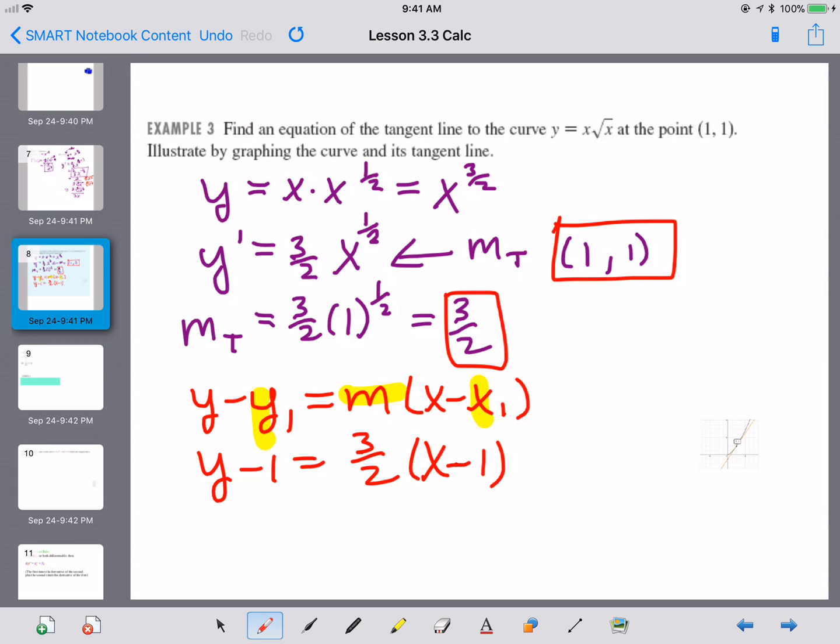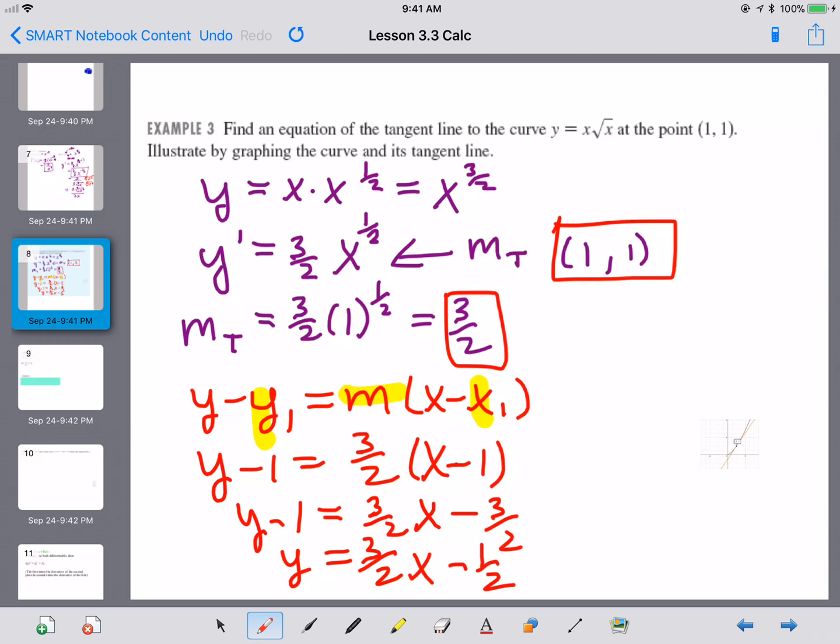Many times, again, the back of your textbook, multiple choices on like an AP test or a final exam, may not put it in that form. So you should know how to put it into like y equals mx plus b form. So I would probably distribute that 3/2 and add 1 to both sides. And so that is the equation of your tangent line.